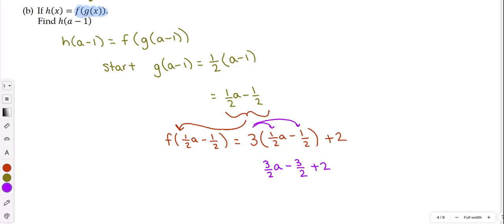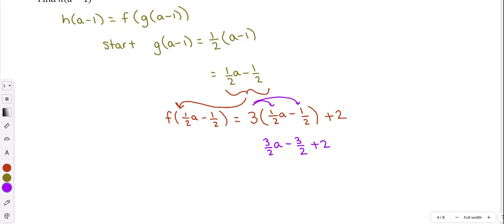What we want to do is combine like terms. We want to combine these terms. So we have our function h. When we input a minus 1, we get 3/2 a, and this one was a positive, right? I believe it was positive, yes. Positive 1/2.